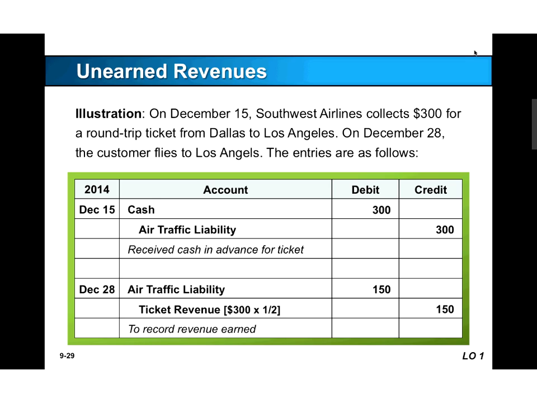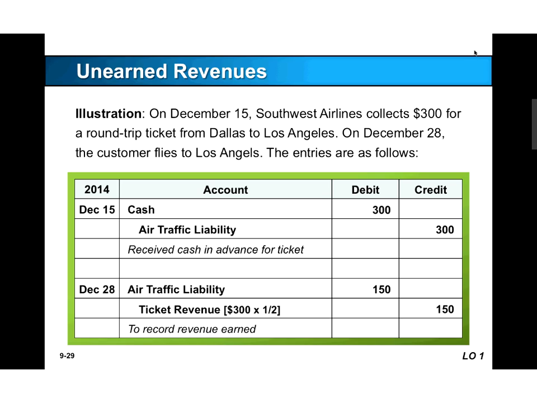So we said December 28th, the customer has flown one direction on it. So Southwest recognizes half of the revenue on that December 28th. So as of the end of the year, Southwest has $150 of revenue for that $300 ticket, and it has $150 of air traffic liability, or unearned revenue, for the other half of the ticket.